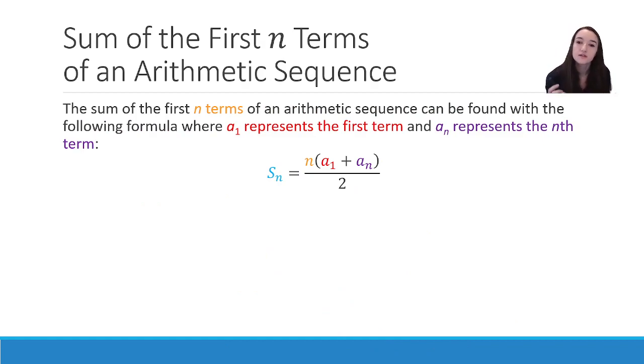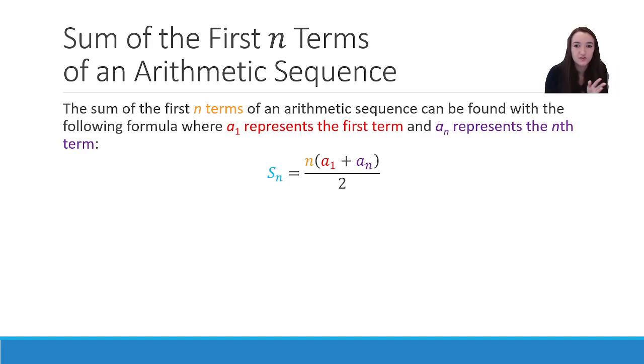All right. Now, what is one more thing we can do with these sequences? We can what's called sum them. So the sum of the first n terms of an arithmetic sequence can be found with the following formula, where a1 represents the first term and an represents the nth term. Same terminology as before, right? We call this sum Sn. Okay, so this is the sum of however many terms.